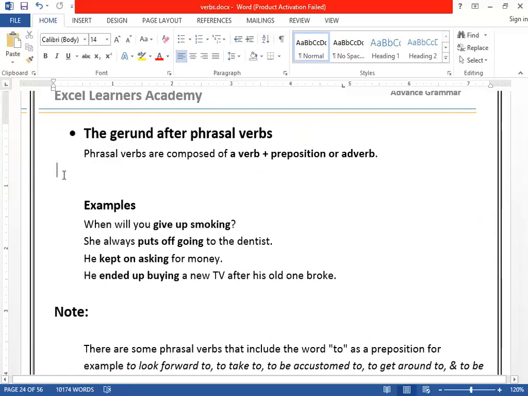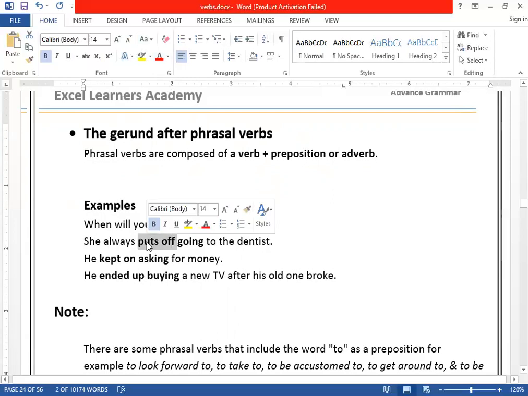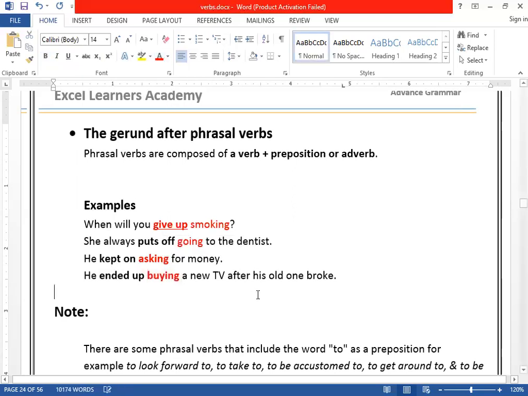A gerund can be used after a phrasal verb. Like here, when will you give up smoking? Give up is a phrasal verb. Smoking is a gerund. She always put off going. Going is a gerund. He kept on asking. Kept on is a phrasal verb, asking is a gerund. He ended up buying. Ended up is a phrasal verb, buying is a gerund. Is this clear?